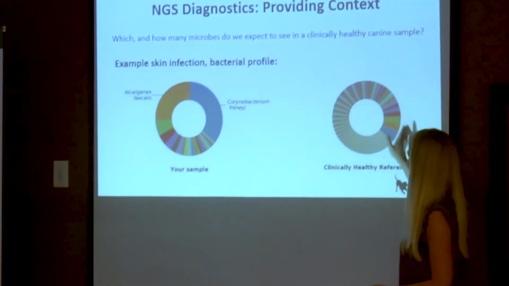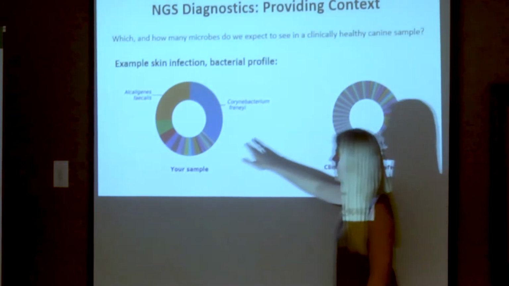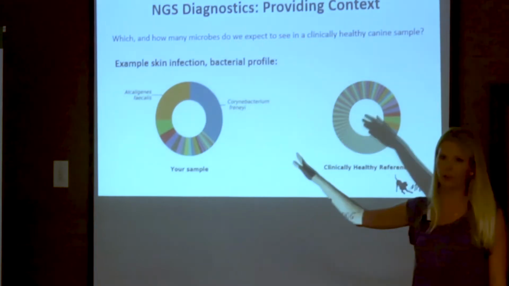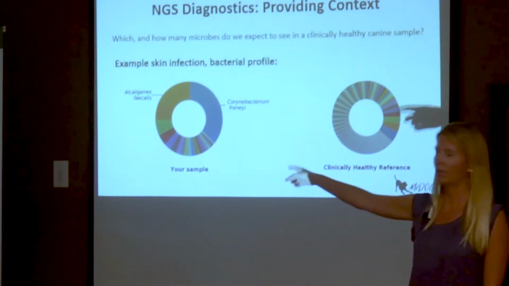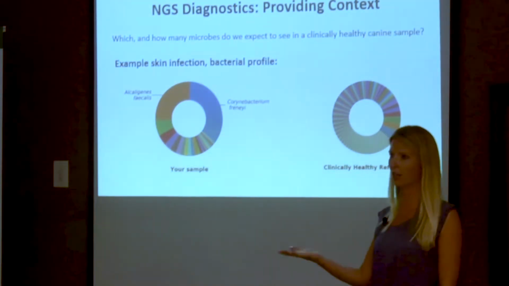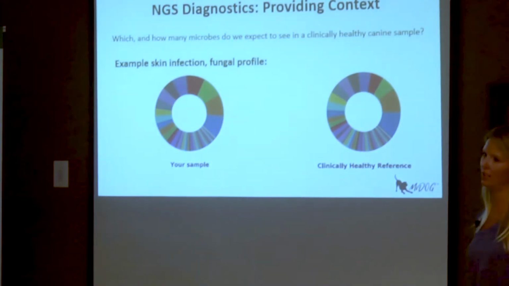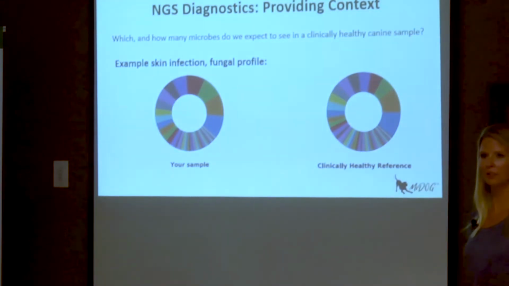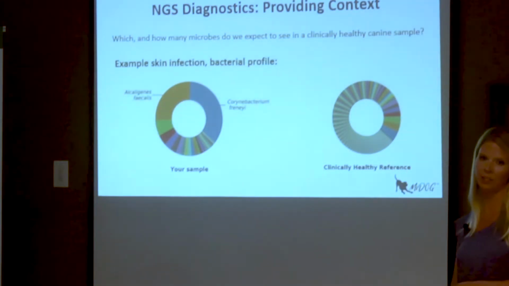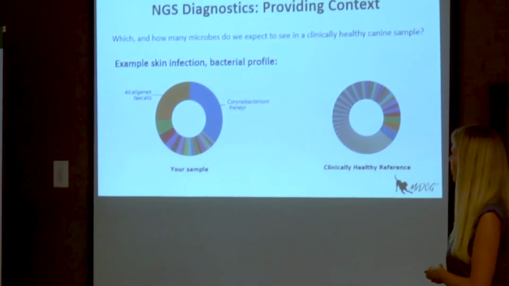So in a clinically healthy reference dog, we see a huge diversity. But this is a case of a skin infection, and you can already tell right away, without knowing which bacteria, that those two look different. And those two are definitely overgrowing. You can see, okay, these two are probably the culprits. Versus when we look at the fungal profile of the same dog, that looks pretty similar. And so you have quite a bit of confidence that, okay, this is a bacterial infection I'm dealing with, and these two are the ones I need to be focusing on.